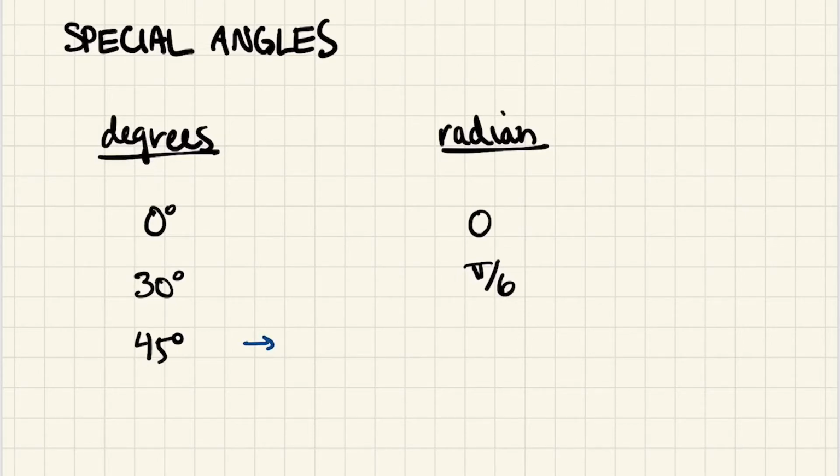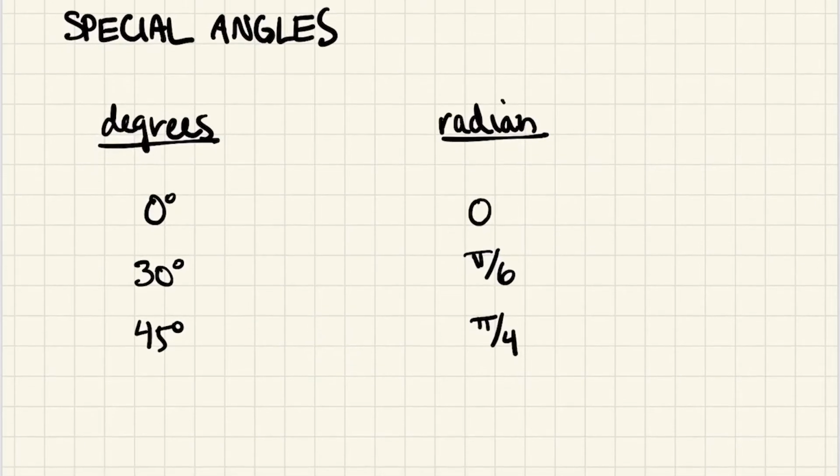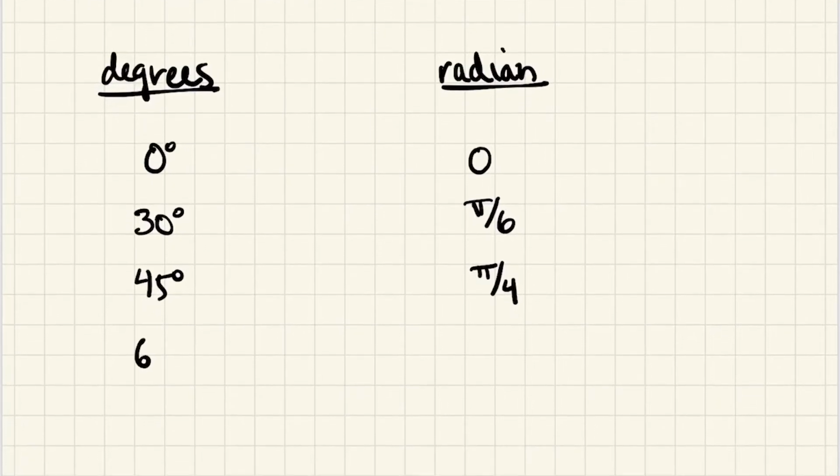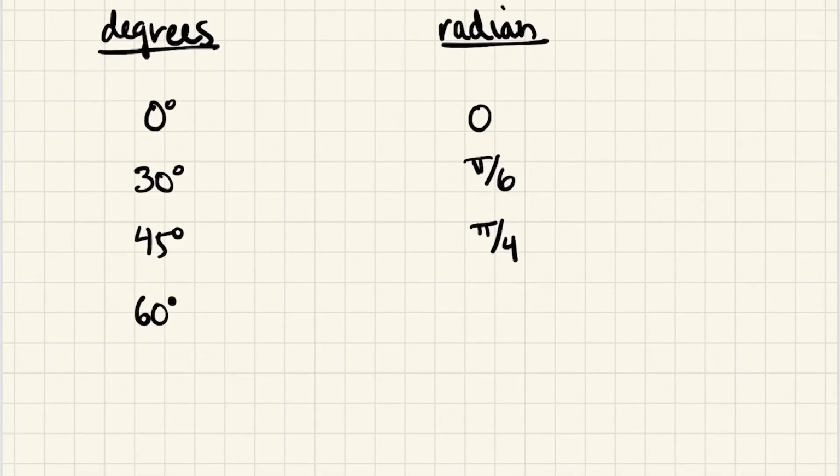And again, if we multiply by pi and divide by 180, that fraction reduces to simply pi over 4. Okay, next special angle we encounter is probably the 60-degree angle. And if we multiply 60 degrees by pi and divide by 180, that fraction reduces to pi over 3.